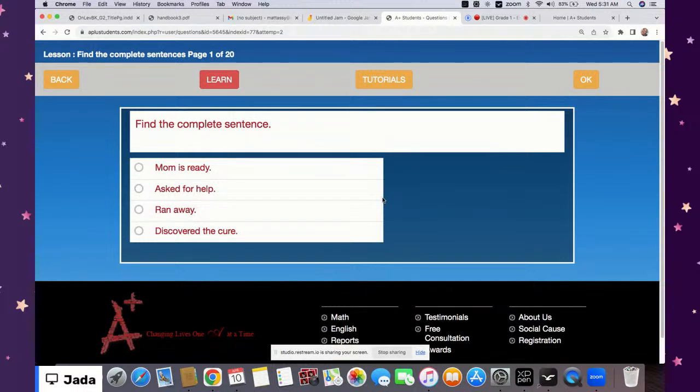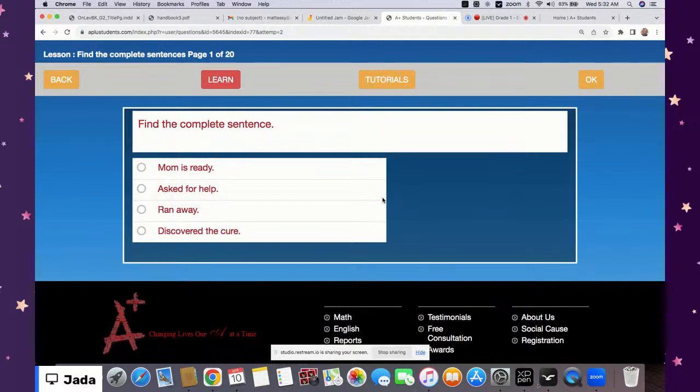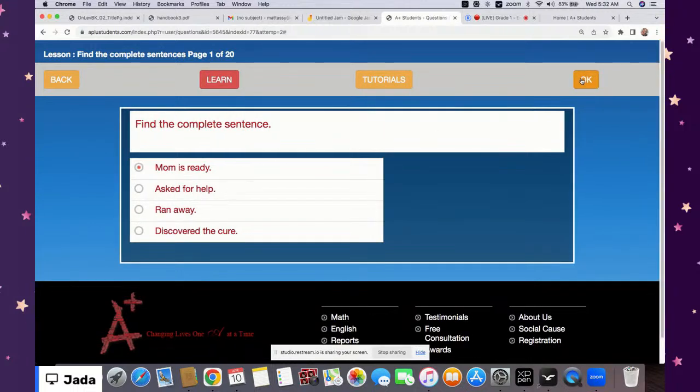So what's our answer? One. Okay, mom is ready. Good job, everyone. Because mom here is the naming part and the action part is ready there. Okay, so good.